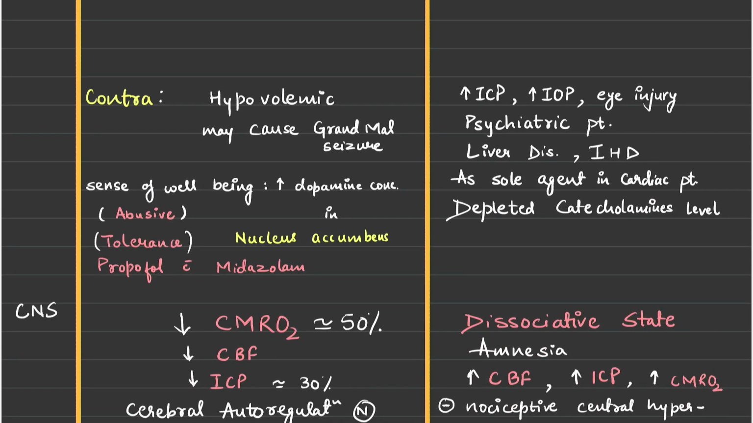Talking about contraindications of ketamine, ketamine is avoided in patients with raised ICP, with raised IOP, with open eye injury, in patients who have psychiatric disorders, in patients with liver disease and ischemic heart condition. It is not used as a sole agent in cardiac patients and in patients who have depleted catecholamine levels. So in neurosurgery patients who have raised ICP, or in ophthalmic patients who have raised IOP or open eye injury, we avoid using ketamine.